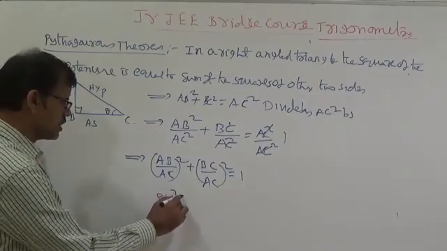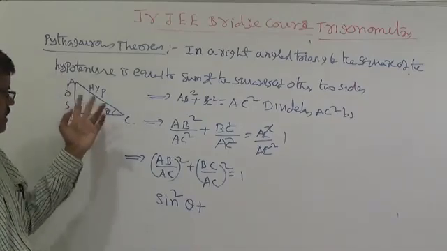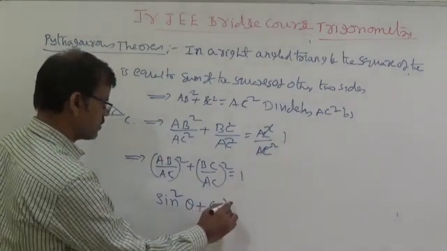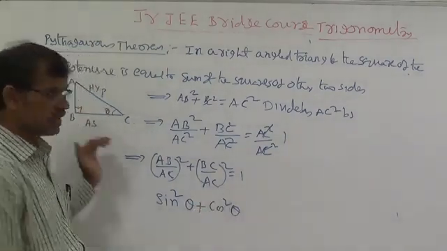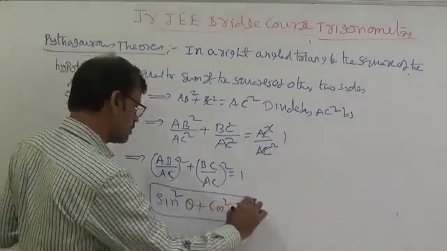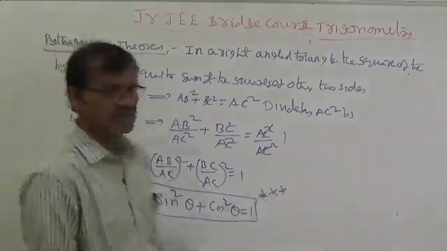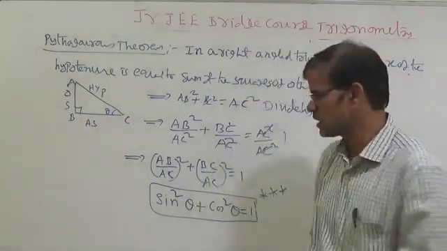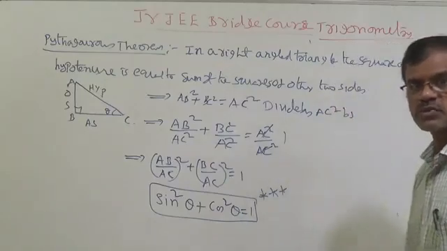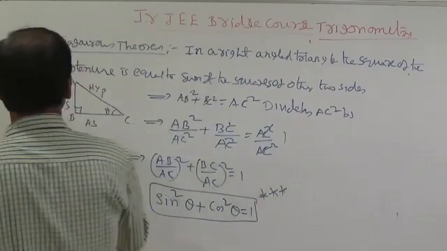So here, since the square is there, you can write sine square theta. And BC is the adjacent side by hypotenuse AC, so BC by AC is the definition of cos theta. Whenever the square is there, you can write sine square theta plus cos square theta is equal to 1. This is the fundamental formula, or it is called an identity. So trigonometric identities are these: sine square theta plus cos square theta is equal to 1 is the first formula.